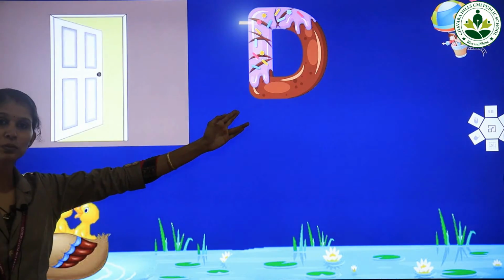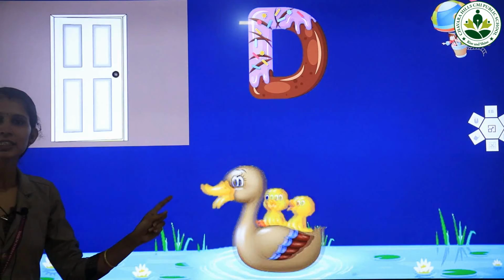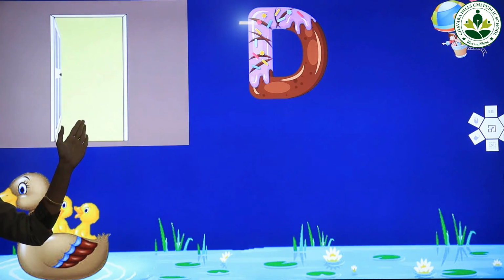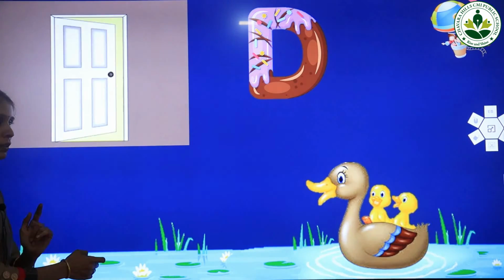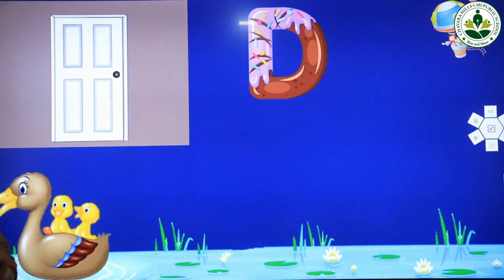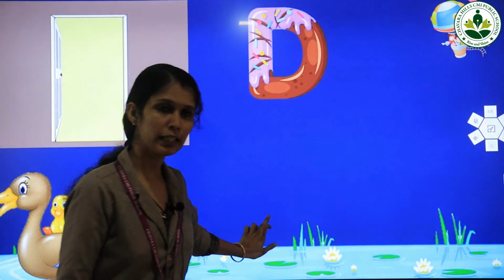D is for duck. Duck. D, d, duck. So repeat after me. Duck. Once more. Duck. Once more. Duck. Very good. So these are the words which start with a letter D.